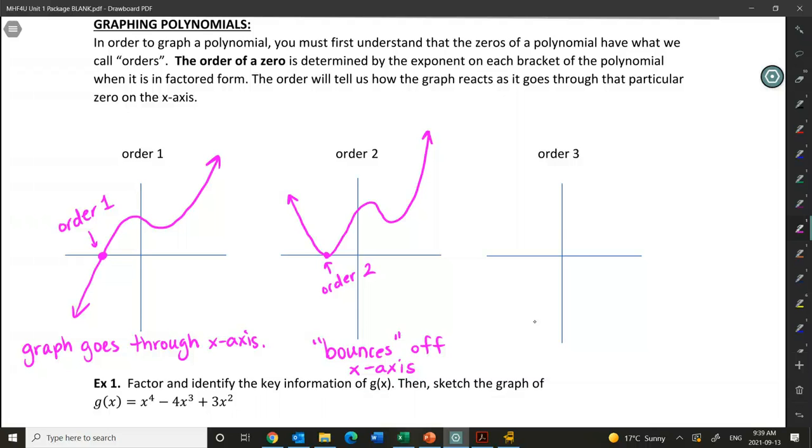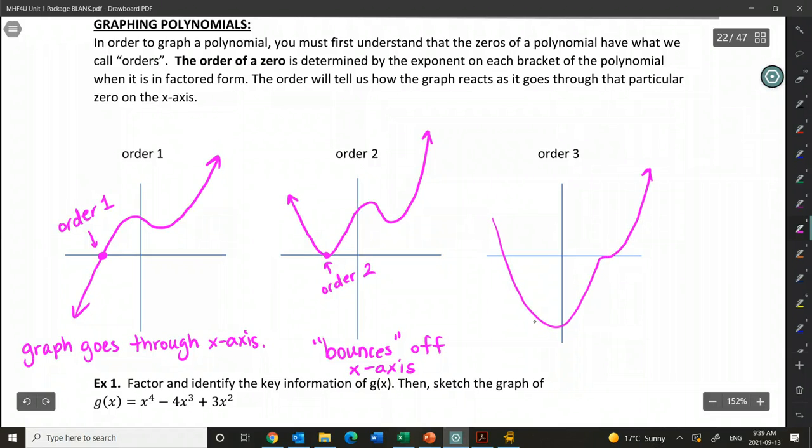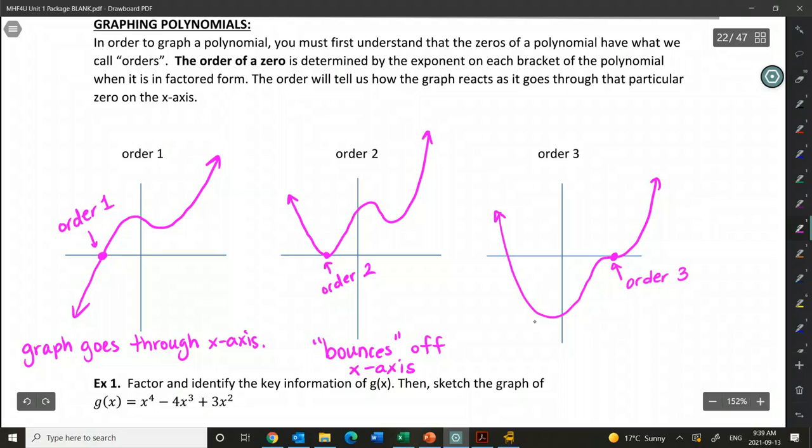Order 3, so an order 3, 0, is going to do almost what a cubic function does. It goes toward the x-axis, but then goes through the x-axis in an S shape. So what this looks like is, if I have a polynomial, let's say maybe it looks like this, and then it's going to hit my x-axis. Sorry, I did that badly. Let's just do this. It's going to hit my x-axis and go through in an S shape. So something like so. Okay, this is order 1, goes straight through. This is order 3, goes through in an S shape.